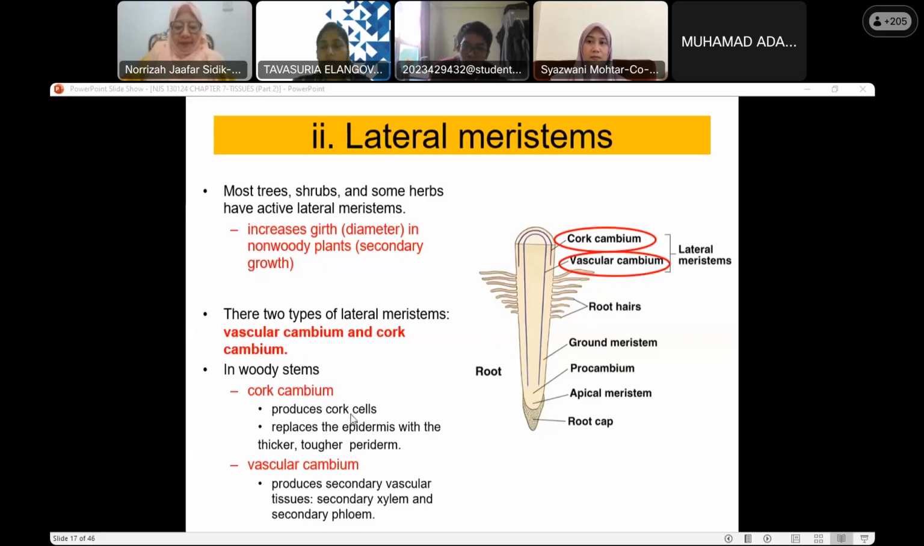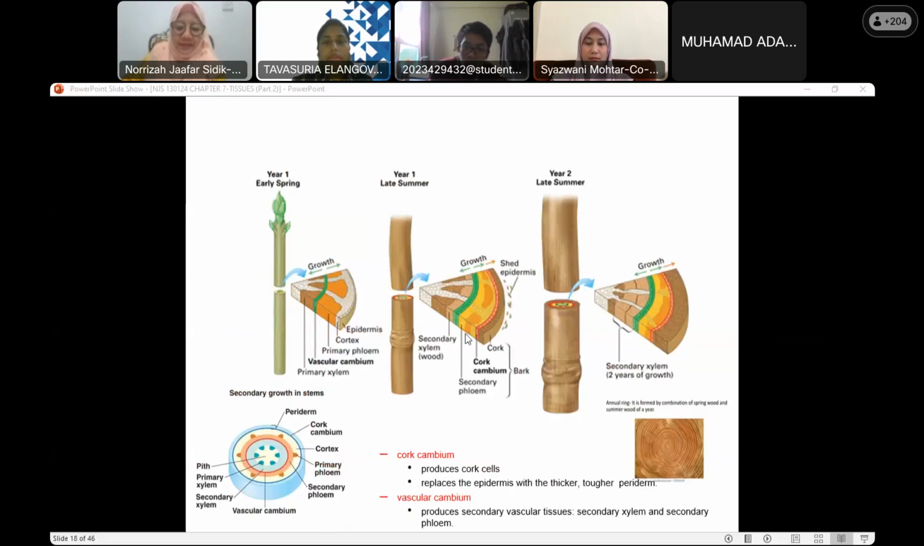The cork cambium will produce the cork cells. It will replace the epidermis with the thicker, tougher periderm. The vascular cambium will produce the secondary vascular tissues, which are the secondary xylem and secondary phloem.